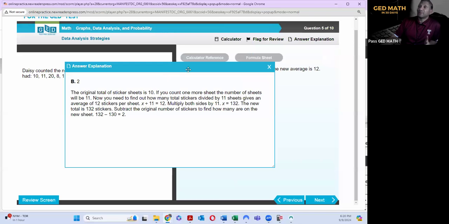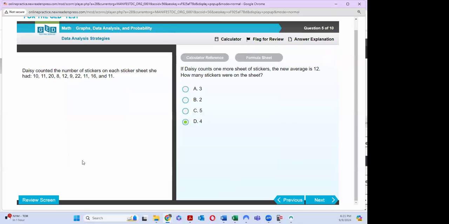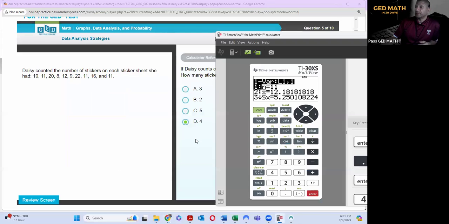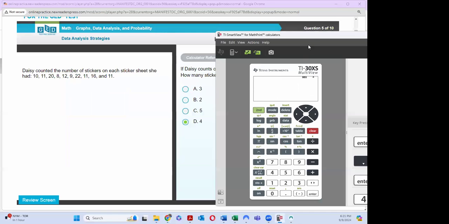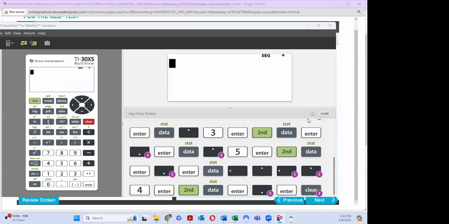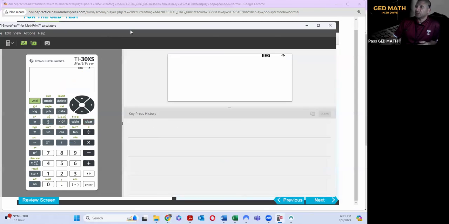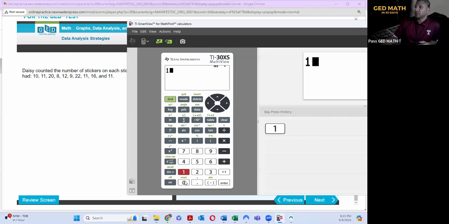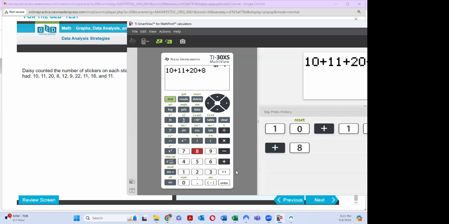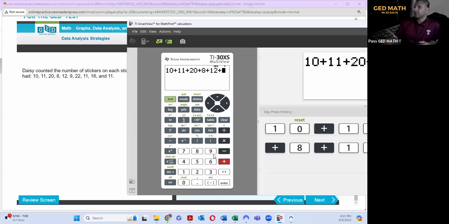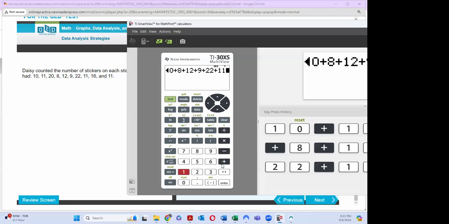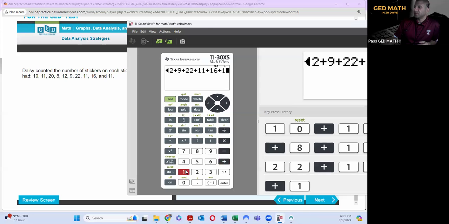Again, what they did was they added them up. Maybe they changed the numbers from the previous one. Let me check. Let me grab my calculator real quick and we'll do it the regular way. I assume they didn't change the numbers. I shouldn't assume anything. So let's just do the numbers again. 10 plus 11 plus 20 plus 8 plus 12 plus 9 plus 22 plus 11 plus 16 plus 11.